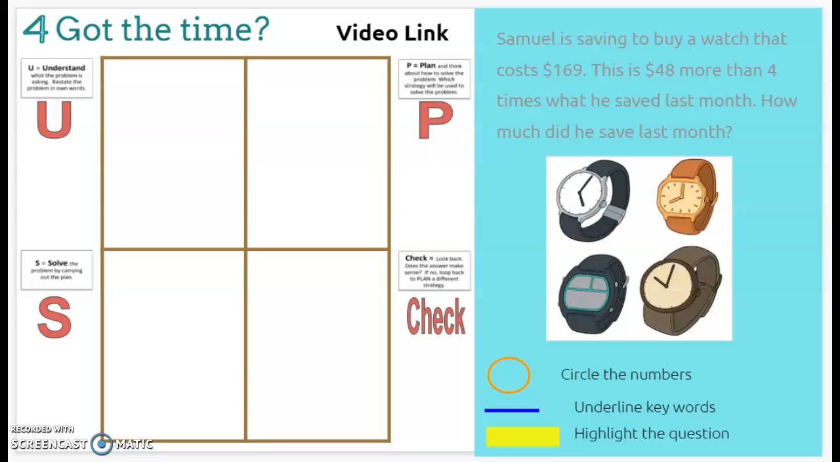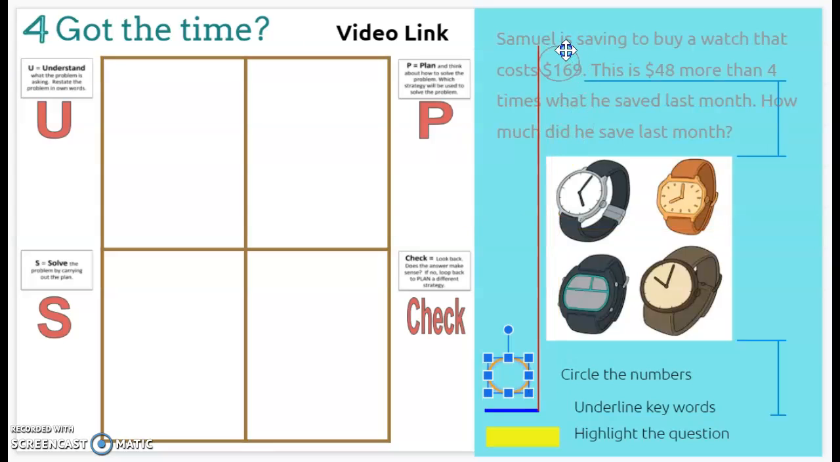Okay, here we go with another one. This is number 4. Got the time? All right, Samuel is saving to buy a watch that cost $169. This is $48 more than 4 times what he saved last month. How much did he save last month?